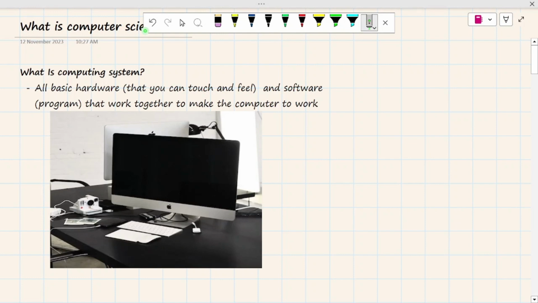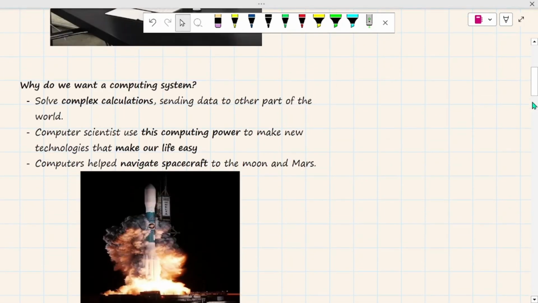Now coming to the next part, and that is, why do we want a computing system? If you want to understand what computer science is, you need to know why we use this computing system. First one, to calculate complex problems, be it mathematics, physics, or chemistry. We'll use these computers to solve these problems. And another thing is sending data from one part of the world to another. Take the example of WhatsApp. WhatsApp can send data from one place to another place, and therefore we use computers.